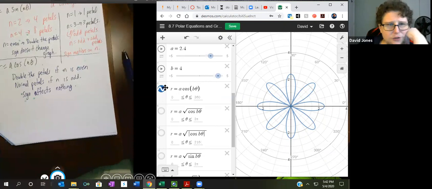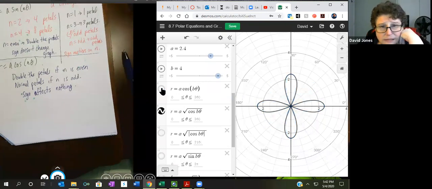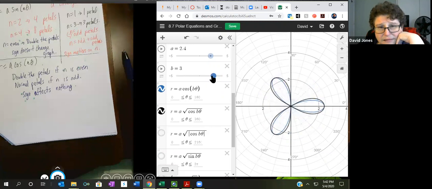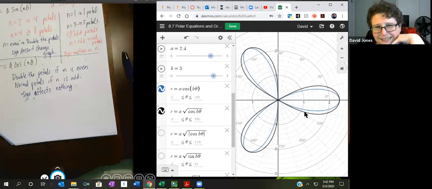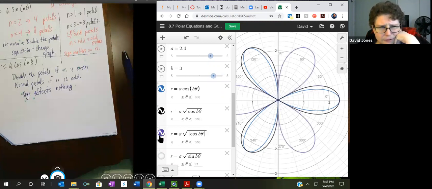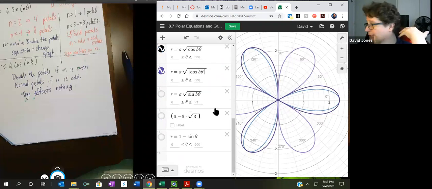What happens if we put it in a square root? It's kind of interesting, isn't it? The one with the regular graph is narrower. The one with the square root, the petals get wider. What happens if we throw a square root or an absolute value sign in there? Now we're back to doubling it even if b is odd. You see that? So there's a lot of stuff going on with these things.